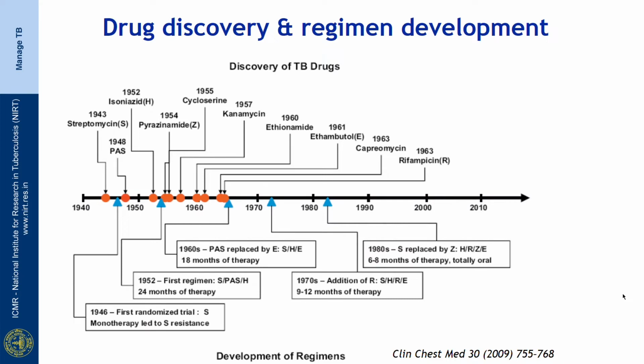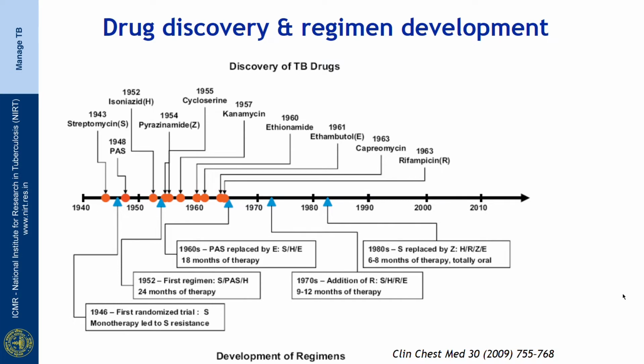If you look at the lower half of the slide, you will see the number of regimens. In the earlier years, in the 50s and 60s, it was a standard chemotherapeutic regimen consisting of 2 drugs, namely INH and PAS, or streptomycin and INH, and these regimens were given for a period of 12 to 18 months. They also had a relapse rate of more than 20%. The cure rate was only around 50 to 60%. So there was a need to improve the treatment regimens.